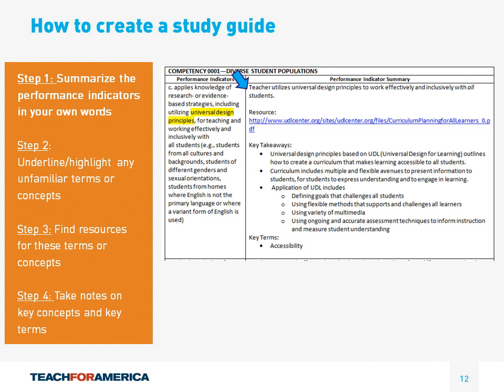I summarize this performance indicator as: teacher utilizes universal design principles to work effectively and inclusively with all students. Stating something in my own words helped me retain that information. The language of the performance indicators can be very academic, so summarizing helps me digest the information and make it more manageable. Some may choose to skip this step, and that's totally okay. Use the methods that best suit your needs.